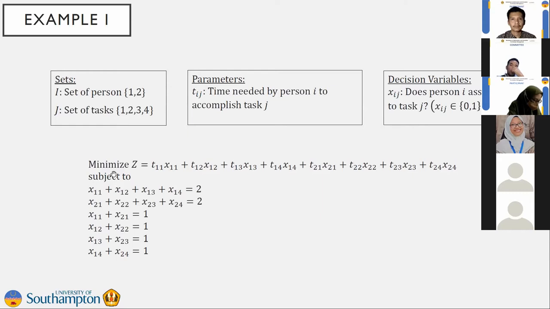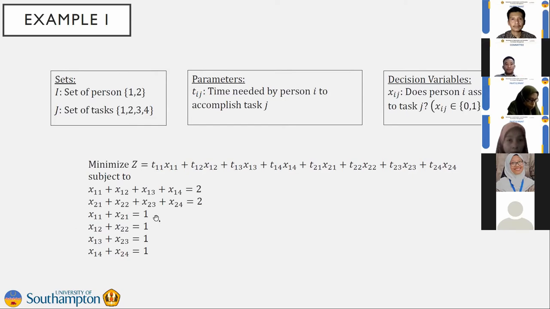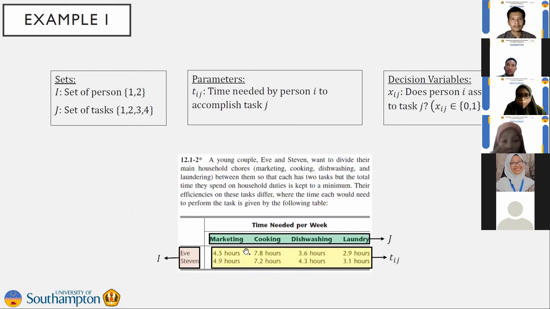one is one. So these two formulas represent the logic that each person should do two tasks, no more and no less than two tasks. So there are four tasks, right? One person should only do two tasks, no more than two.